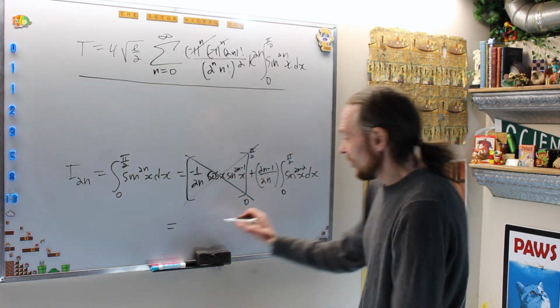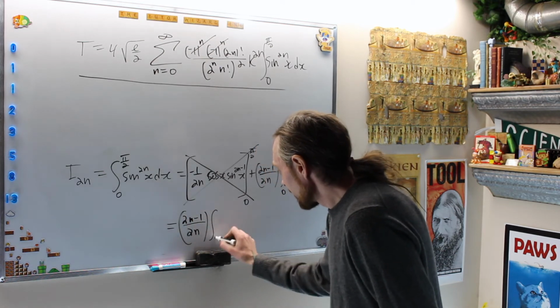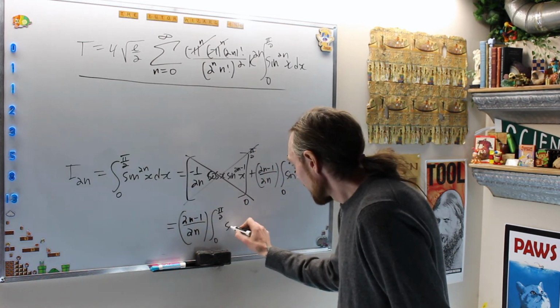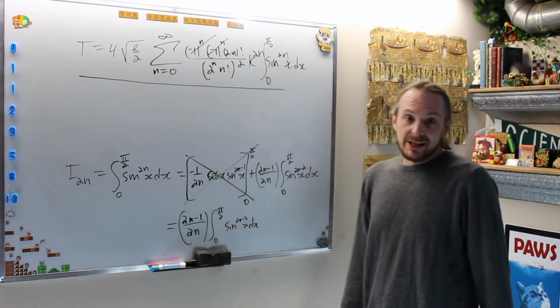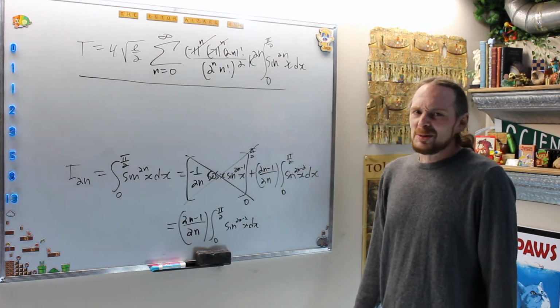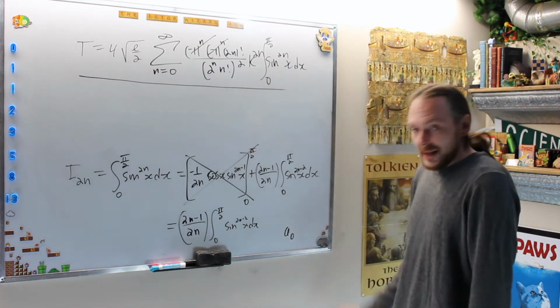This guy is now equal to (2n-1) over 2n times the integral from 0 to pi over 2 of sine^(2n-1) x dx. We're getting a recursion relation from this. This is extremely strange, this recursion relation. We're going all the way down to a_0, and I need to know what a is.